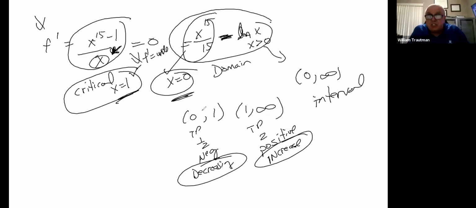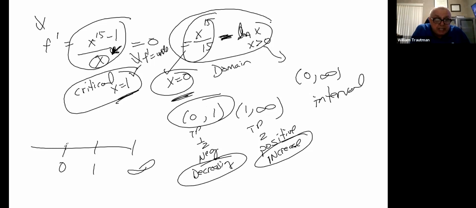So then it says, is this a relative minimum or maximum? Let's go to a number line. Here's 0, here's 1, here's infinity. From 0 to 1, the function is decreasing, and you can draw any decreasing function. Then from 1 to infinity, the function is increasing. The question is, at the critical number, at 1, is that a relative minimum or maximum? Well, if it's decreasing and then it's increasing, you always have a relative minimum.